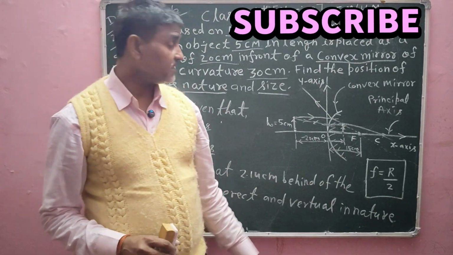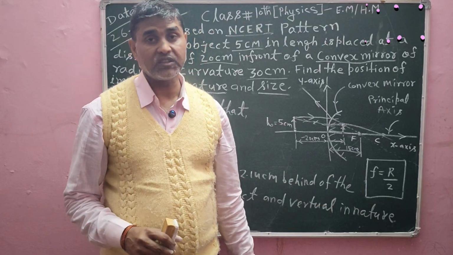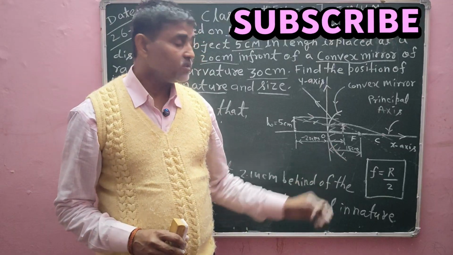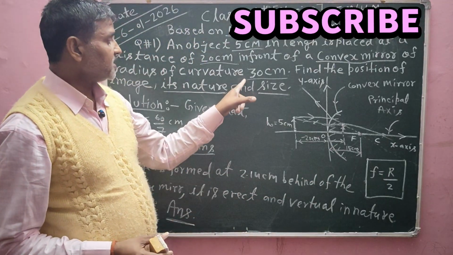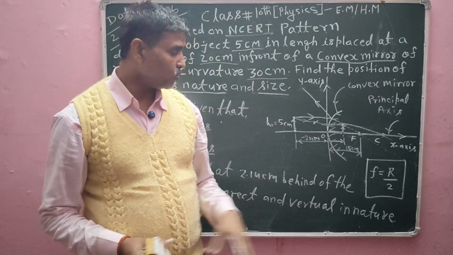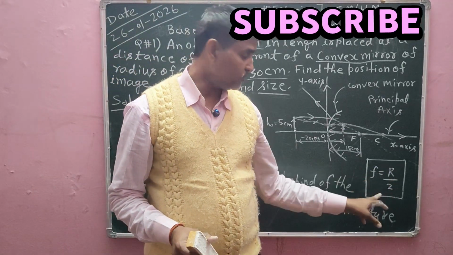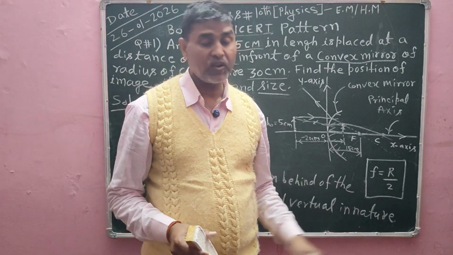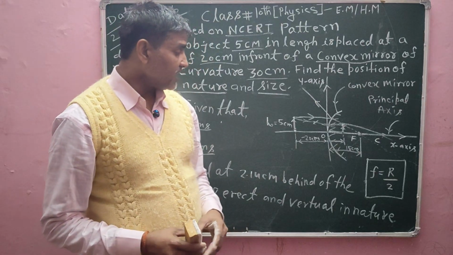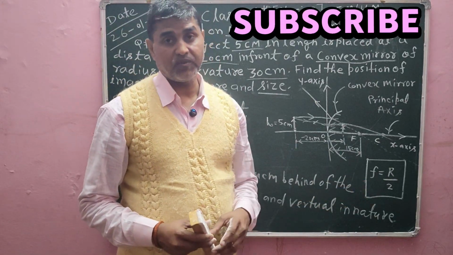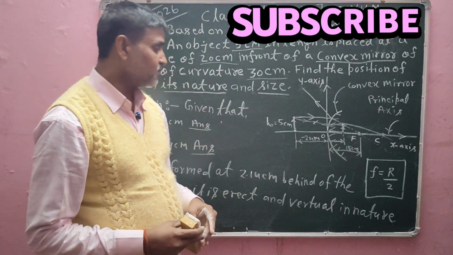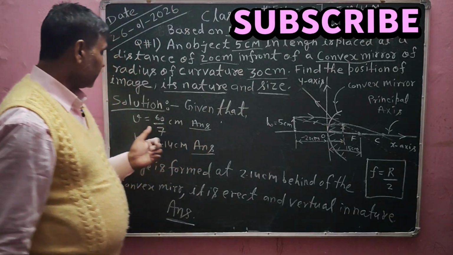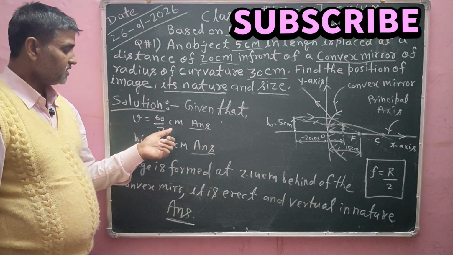Now the center of curvature is given in this question, 30 centimeter. So I know the relationship between focus and radius of curvature, that is f is equal to r divided by 2. After using this formula I have got the value of f, and then I have substituted the value of f and the value of u in the mirror formula, and after simplifying I got the value of image distance, that is v. The value of v I have got here is 60 divided by 7 centimeter.